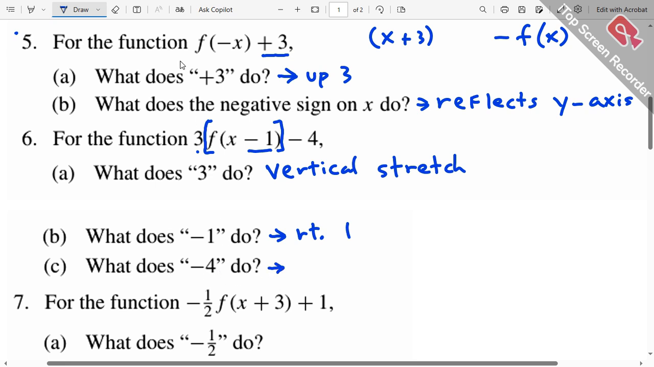What does minus 4 do? Well, just like in problem 5, the minus 4 is outside of the parentheses. It's applied to the whole function, not just the x. So if you subtract 4 from the function, that makes it go down 4. All right, up, down, positive and negative is what you would think. But for left, right, it's reversed. The negative actually goes right.